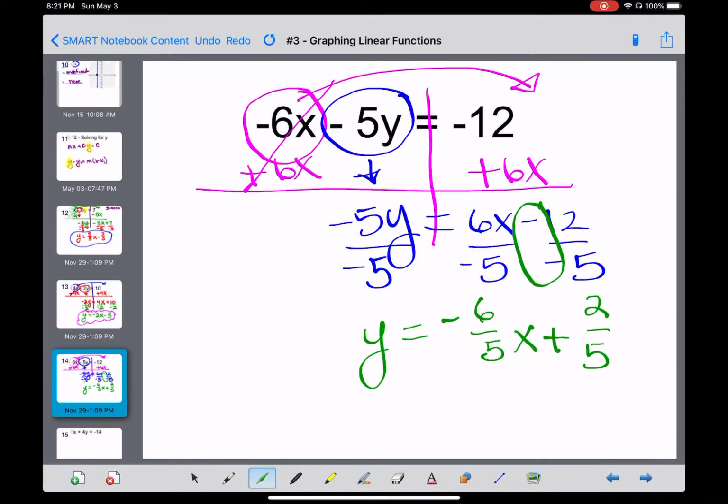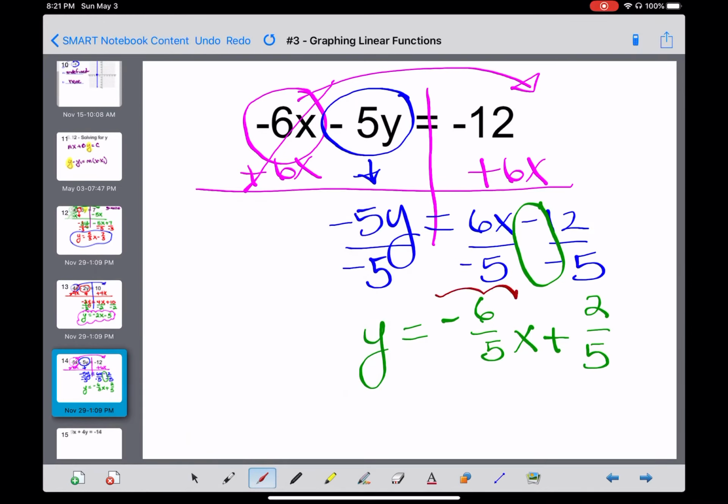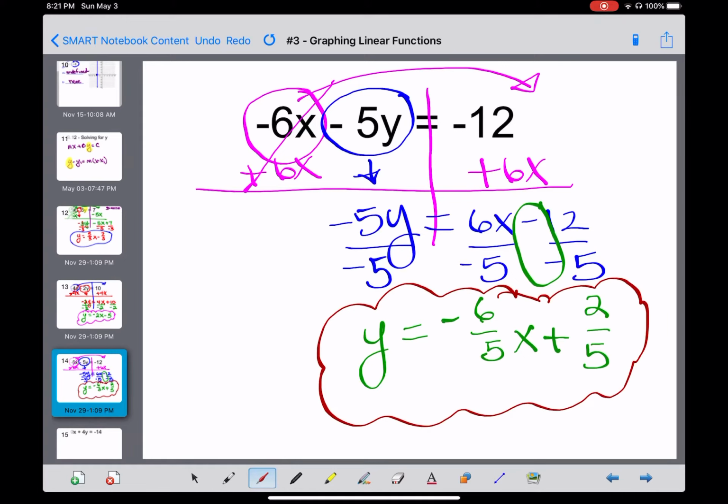But Miss, it's a fraction. I don't care. I'm not graphing. I don't care. There we go. Okay? All right.